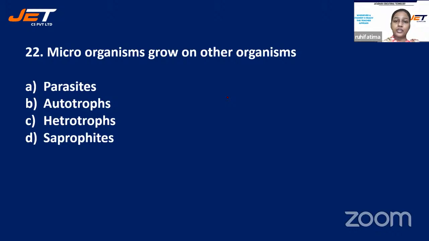Microorganisms grow on other organisms. What are they called as? Parasites, autotrophs, heterotrophs, or saprophytes? Very easy question, students. Quickly answer me in 20 seconds. I'm waiting for your answer. Alright, students. The correct answer is parasites. Whenever the microorganisms grow on another organism, then they are known as parasites.